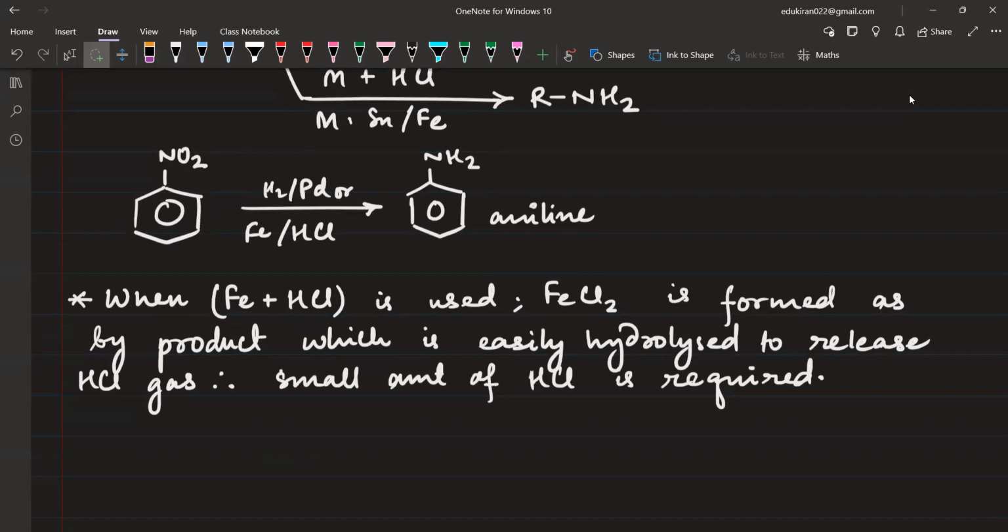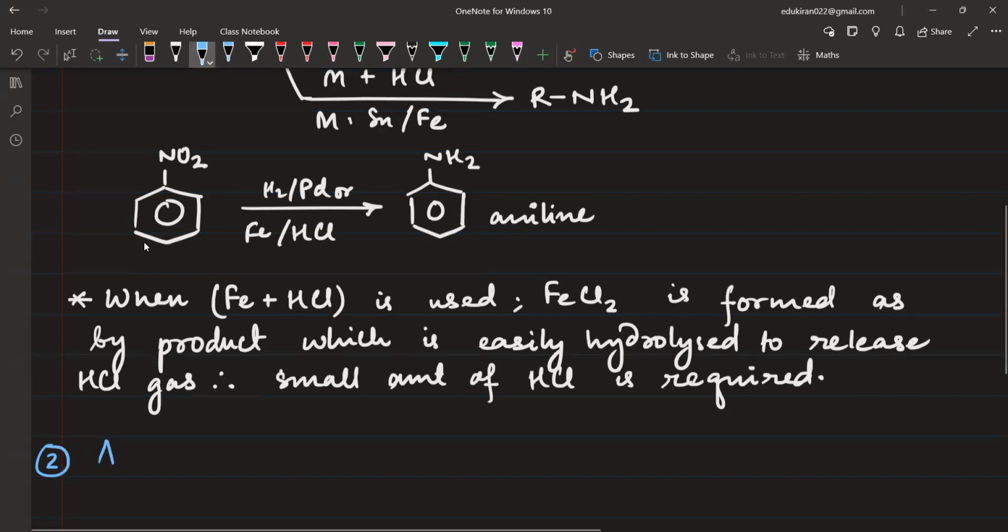Now whatever HCl is released, that HCl will be used again in the reaction. So initially, if you use even a small amount of HCl, you will get FeCl2 as a byproduct, which will be hydrolyzed, and you will get HCl again. And the same HCl can be used again and again. That is why it is a preferred method of preparation.